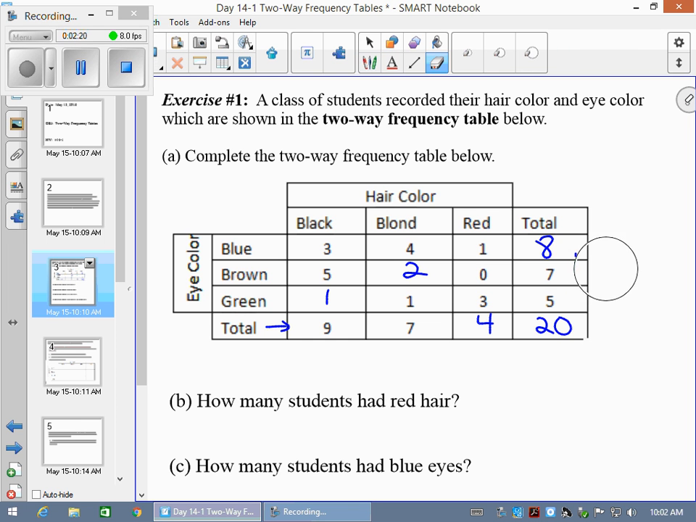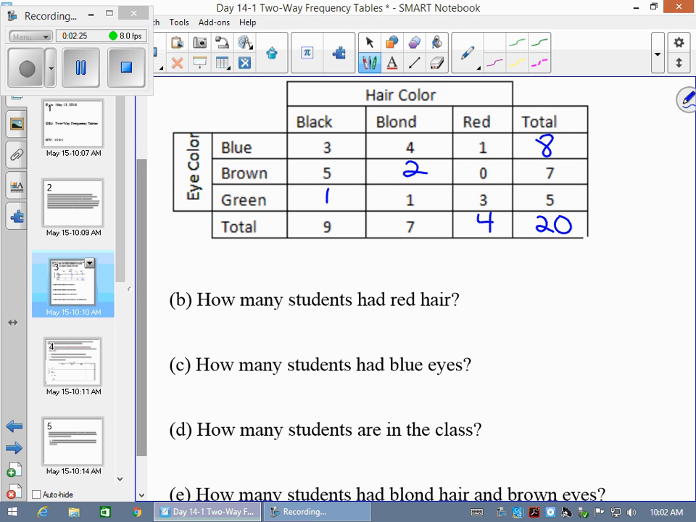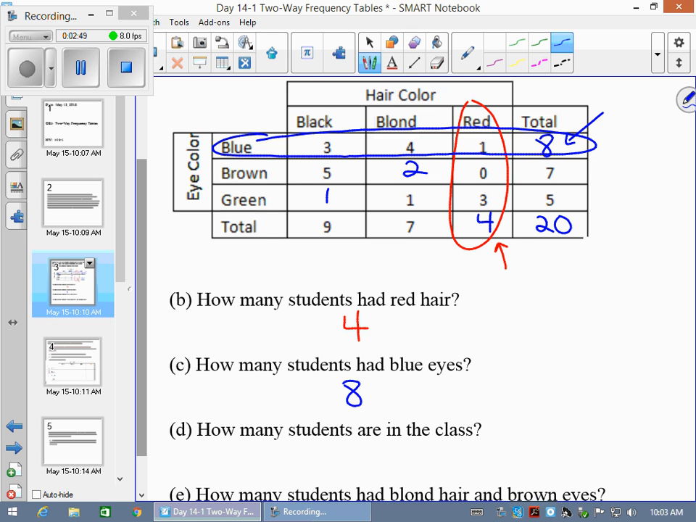Okay, so now that we've completed our table, let's answer some questions on it. How many students have red hair? I'm going to look at my table for the total for just red hair, and the total here gives me 4. How many students have blue eyes? Now I'm going to look over at my row for blue eyes, and if I look across, the total here tells me I have 8. How many students are in the class? Well, that's the total that we found earlier when we added straight down or straight across our total column. So there are 20 people in the class.